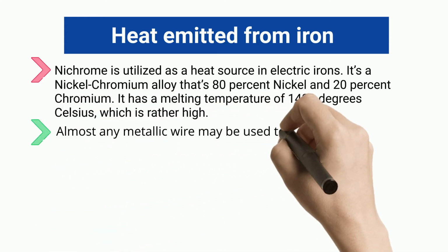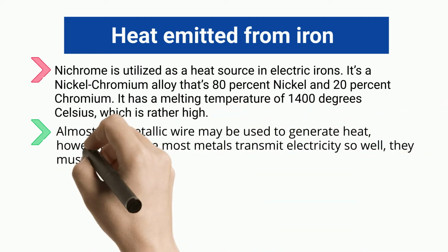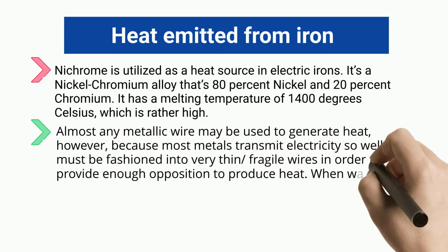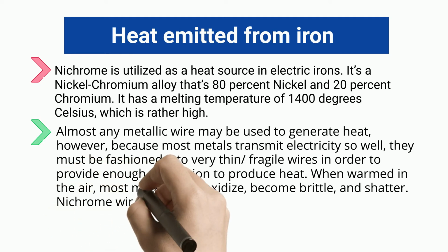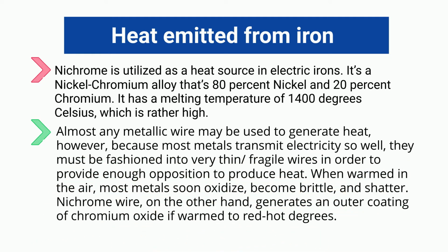Almost any metallic wire may be used to generate heat, however, because most metals transmit electricity so well, they must be fashioned into very thin, fragile wires in order to provide enough resistance to produce heat. When warmed in the air, most metals soon oxidize, become brittle, and shatter. Nichrome wire, on the other hand, generates an outer coating of chromium oxide if warmed to red-hot temperatures.